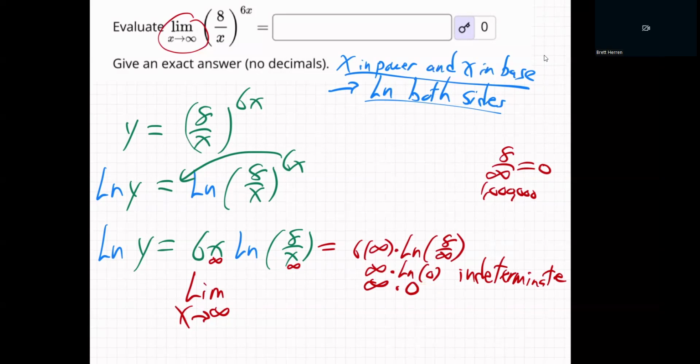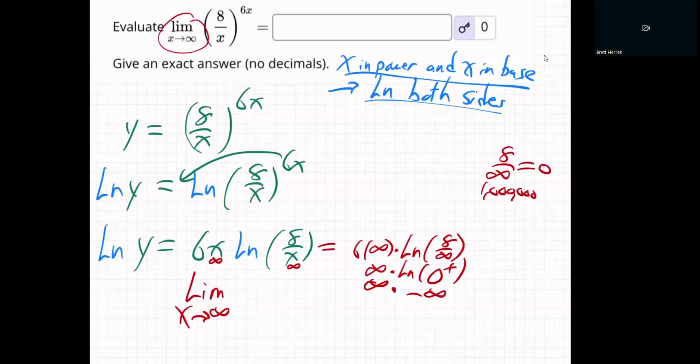Oh, wait, hold on. That's not indeterminate. Hold everything. Ln of 0, I should say, I'm just used to this, 0 from the right, that's basically negative infinity. That's very determinate. We can determine that. Let me hold the phone here for a minute.